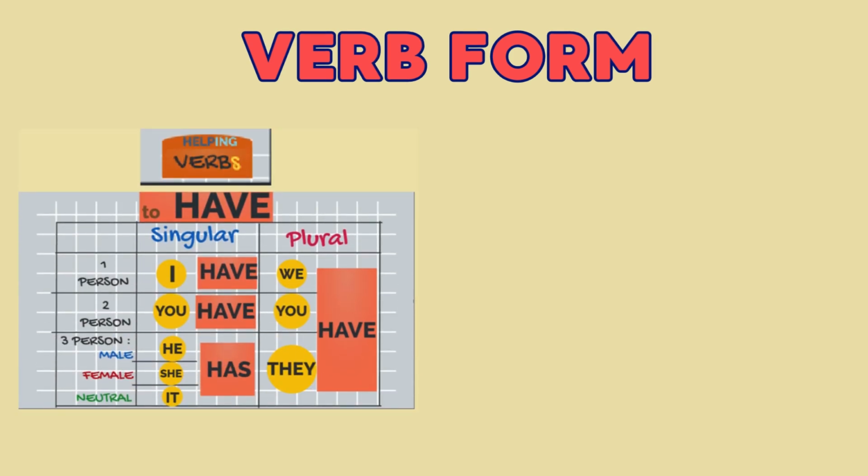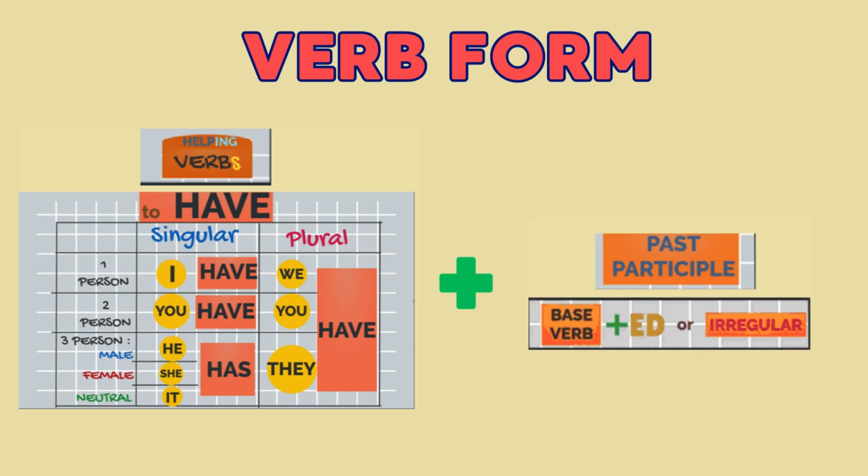The present perfect of any verb is composed of two elements. The helping verb to have, in the present tense and corresponding form, plus the past participle of the main verb. The past participle is formed by adding ed to the base verb. But some verbs are irregular in the past participle.